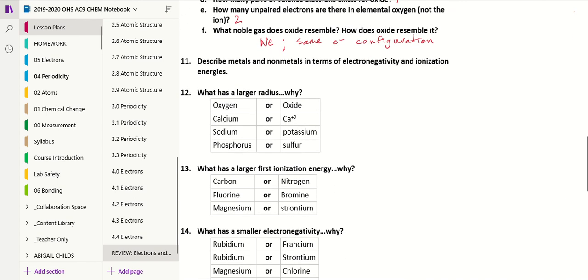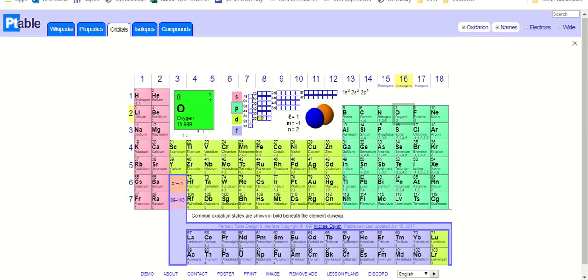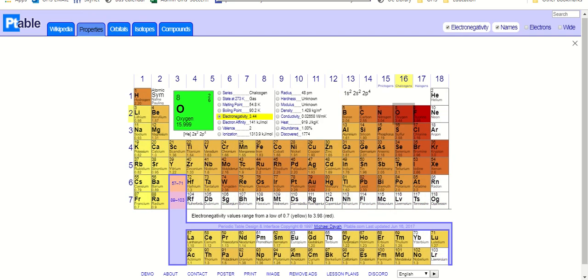Metals versus nonmetals. Okay, if we look at electronegativity, let's jump over to our periodic table. If we jump onto ptable.com, go to properties, and you can click on electronegativity, and now it's scaled it for you in terms of color. So your most electronegative element is fluorine. You can see this with this deep orange. And then the yellow on the opposite side of the periodic table, francium, is your least electronegative element.